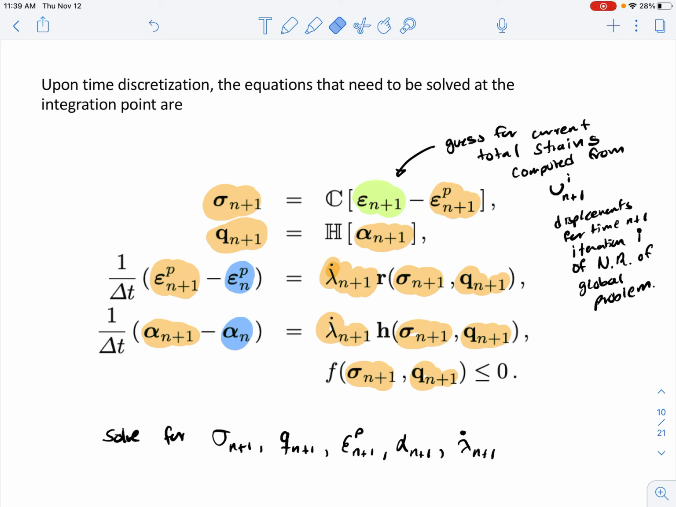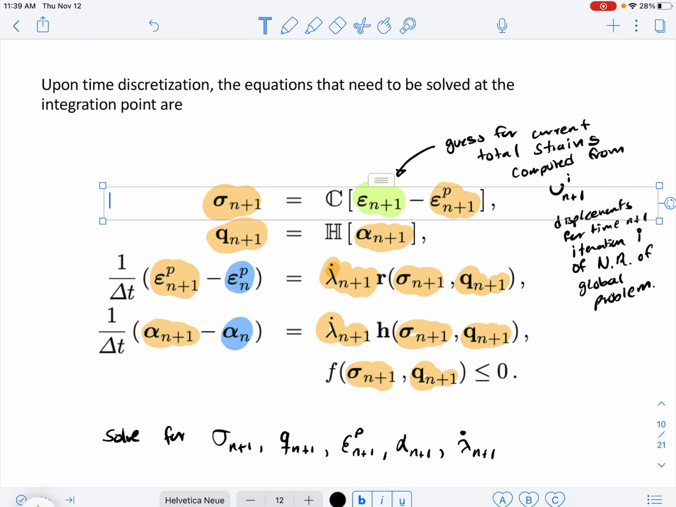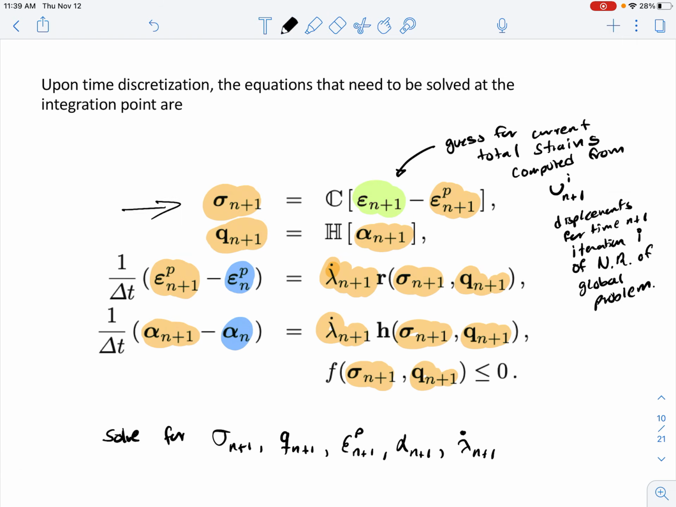And the one thing that is different is that before, based on the current guess for the total strains, this green thing right here, you could compute directly the stress. That was it. You had the strain, compute the stress, and then with the stress, compute the residual and the tangent. Here, you don't have direct stresses, but instead you have to solve this system of equations which describes the plasticity.